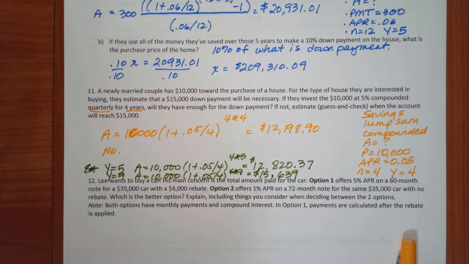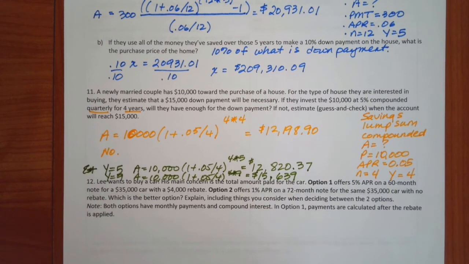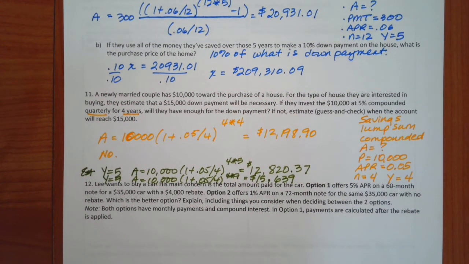Okay, so enough about houses. All right, let's talk about cars because we all want a car. Okay, so Lee wants to buy a car. His main concern is the total amount he pays for the car. So option 1 offers 5% APR on a 60-month note for a $35,000 car with a $4,000 rebate. Option 2 offers 1% APR on a 72-month note for the same $35,000 car with no rebate. Which is the better option?